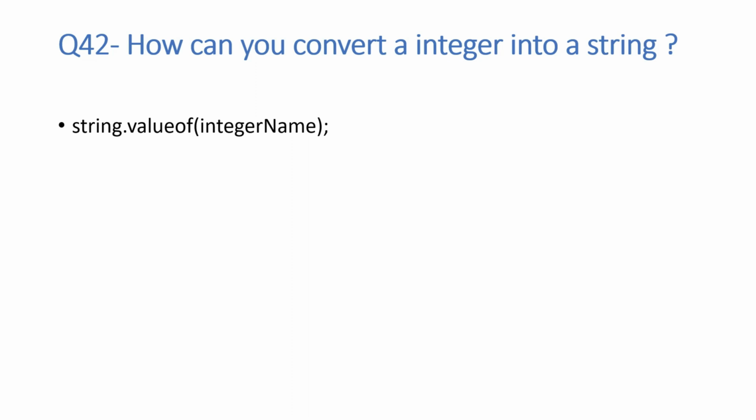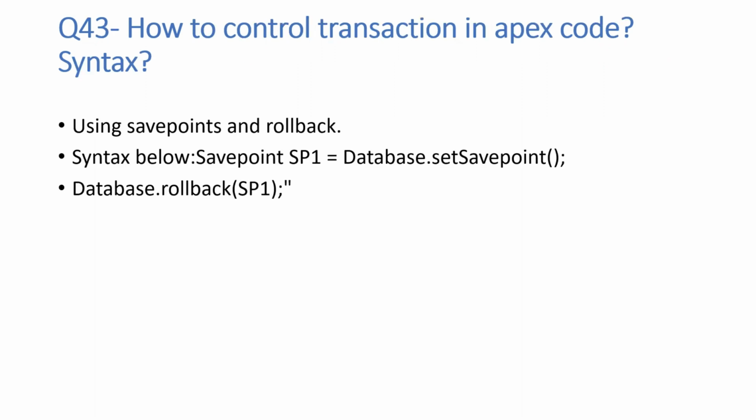How can you convert a trigger into a string? We have a method String.valueOf, and we can pass the integer name. How to control a transaction in Apex code syntax? Using savepoints and rollback, we can control a transaction in Apex. The syntax is Savepoint, Database.setSavepoint is a method, and another is Database.rollback.